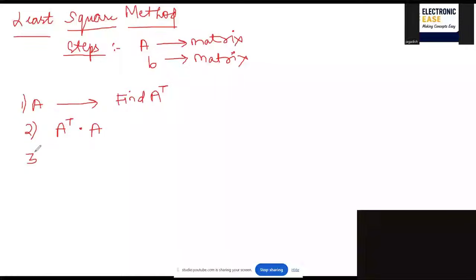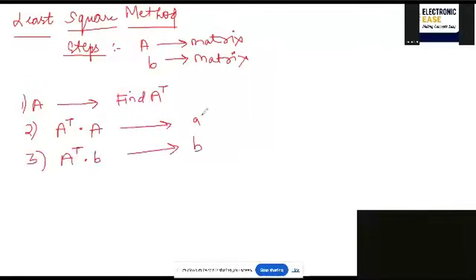Next, third step is you need to multiply A transpose with the B vector, the matrix they are given. So whatever the A transpose A, this will be your equation A and B. So this will be your equation. Learn early because this will be for 10 marks or 8 marks for sure in the examination.